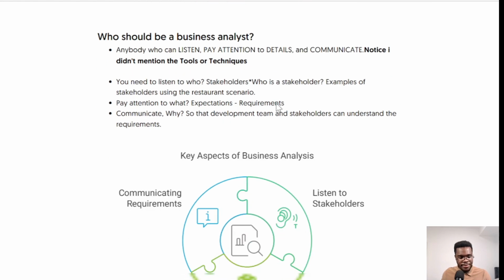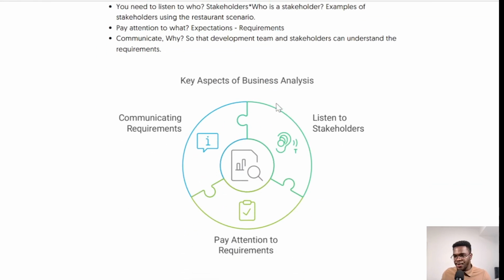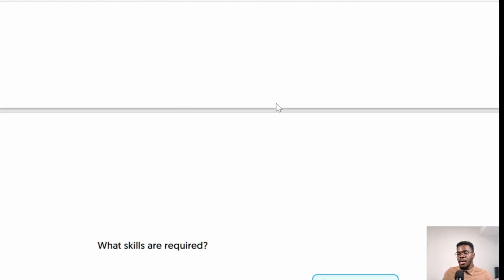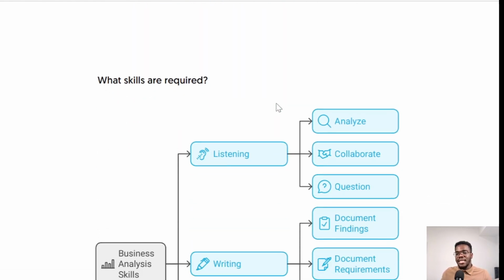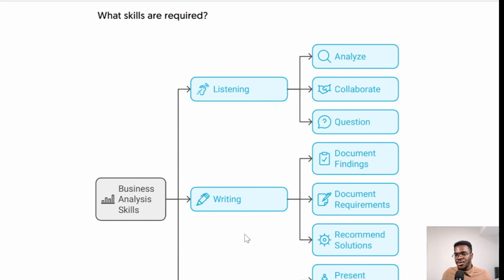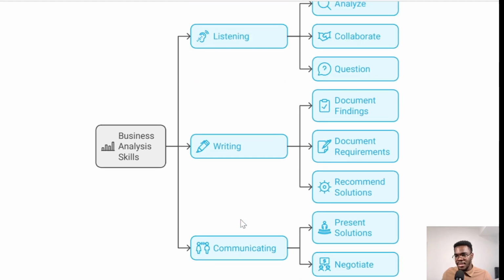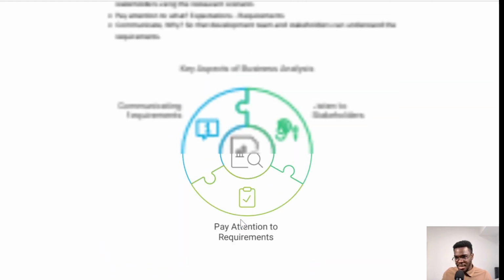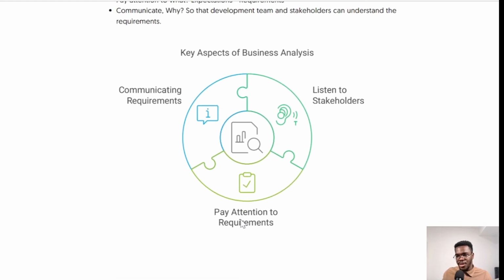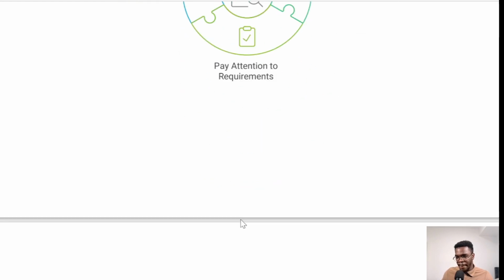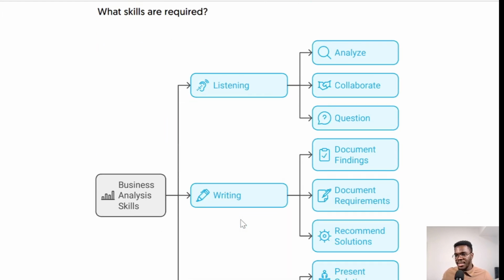All right. So if you think about the aspects we spoke about, it's communicating. You have to learn how to communicate back and forth with the requirements. You need to learn how to listen to your stakeholders and pay attention to these requirements. So what are the skills? We spoke about listening skills, writing, and communicating. Writing skills translate to paying attention. When you pay attention, of course, you must learn how to document or journal things. So we're going to break that down.